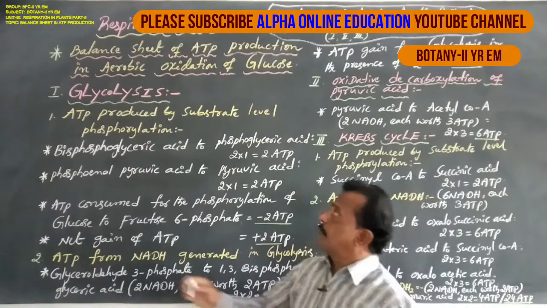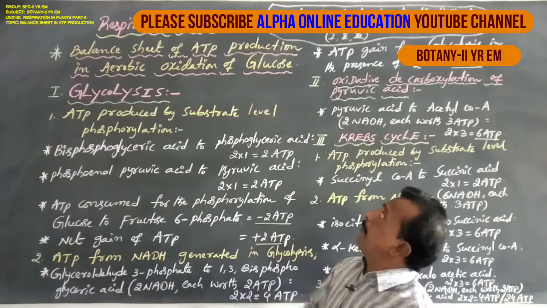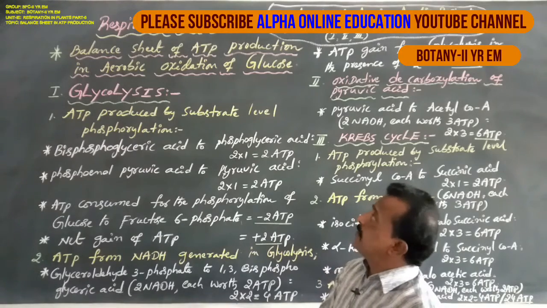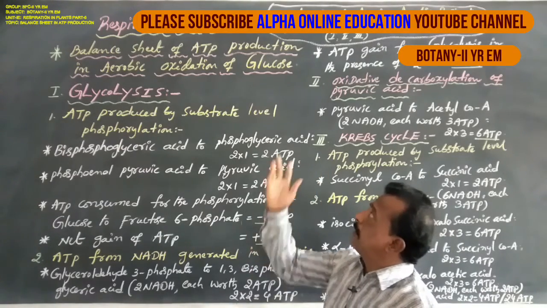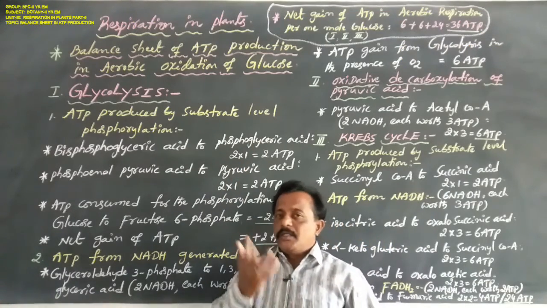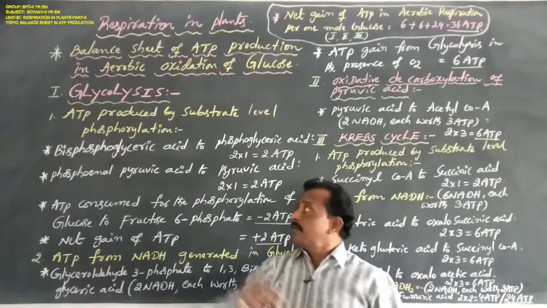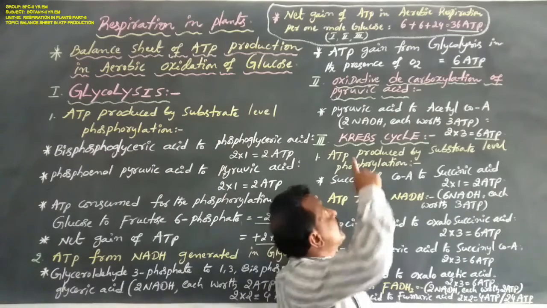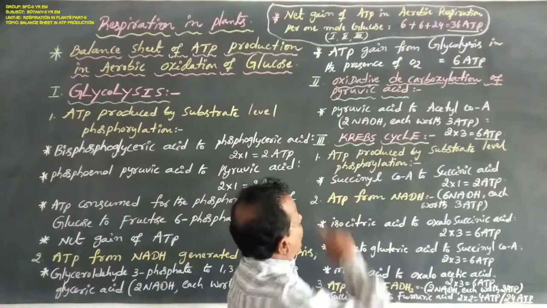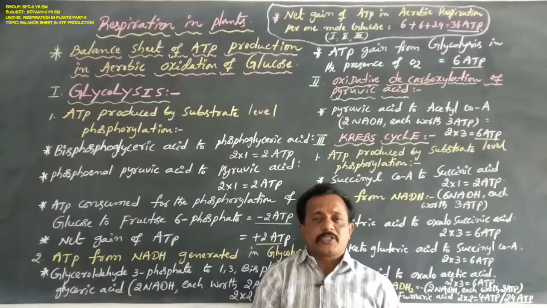Dear students, today we are going to discuss the balance sheet of ATP production in aerobic oxidation of glucose. Balance sheet of ATP production in aerobic respiration or oxidation of glucose. Aerobic respiration involves four steps. First step, glycolysis. Second step, oxidative decarboxylation of pyruvic acid. Third step, Krebs cycle or citric acid cycle. Fourth step, electron transport system.